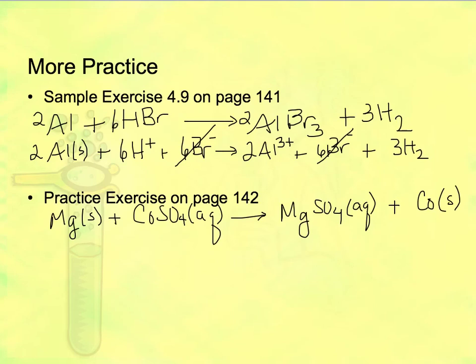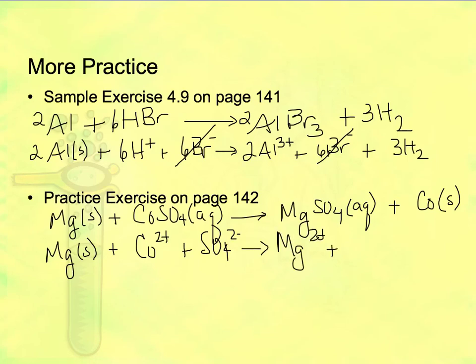So, can you tell what the spectator ion is? So you would write Mg solid, again, not ionic. Cobalt sulfate, yep, that would be ionic, and that would dissolve in water, and so you'd end up with cobalt ion and sulfate ion. And over here we'd end up with magnesium ion and sulfate ion and cobalt solid again. So that means that the spectator is, yes, indeed, the sulfate ion.